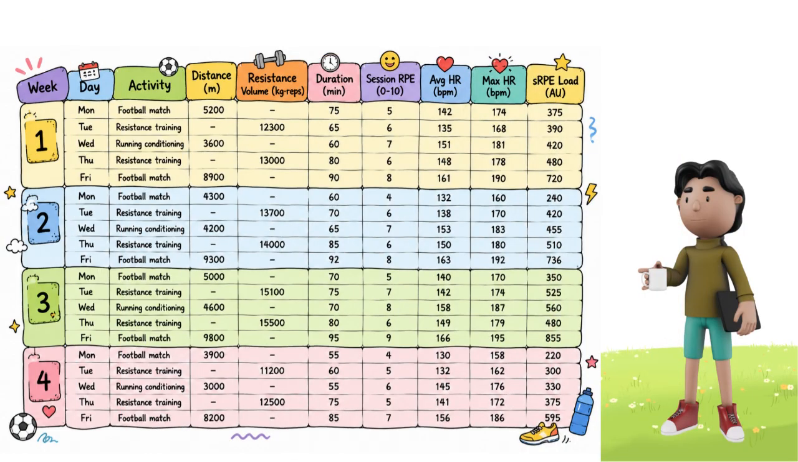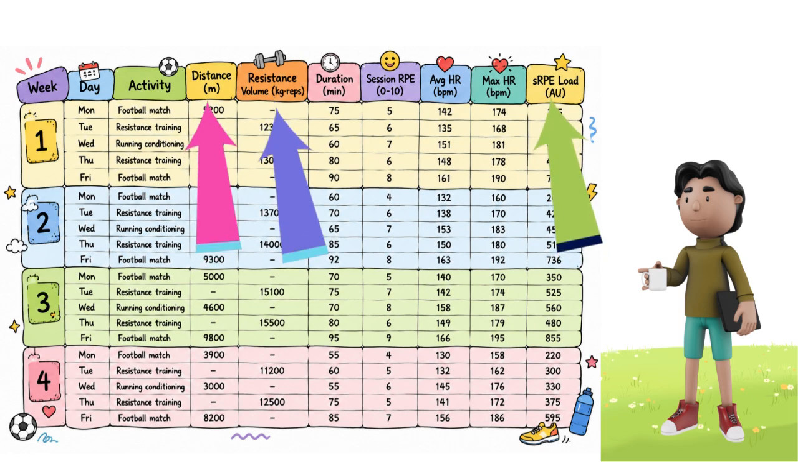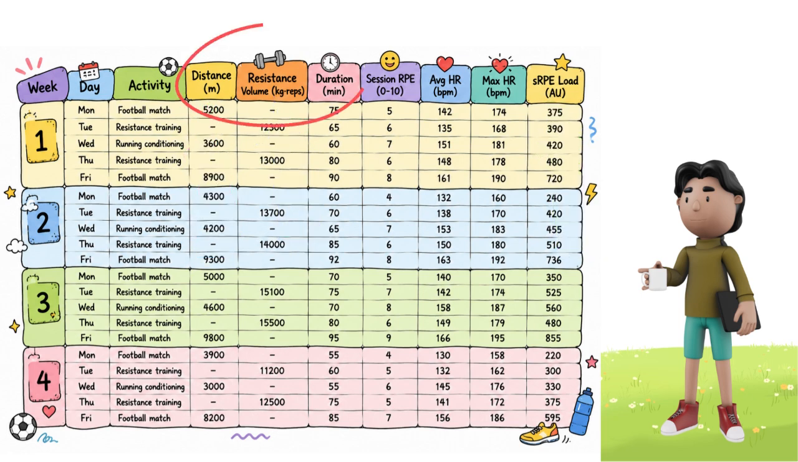Different activities generate different types of data. A football training program may produce distance traveled, a resistance training session may generate volume load, while other activities may produce entirely different metrics. Each variable has its own unit and scale, making direct comparison difficult.